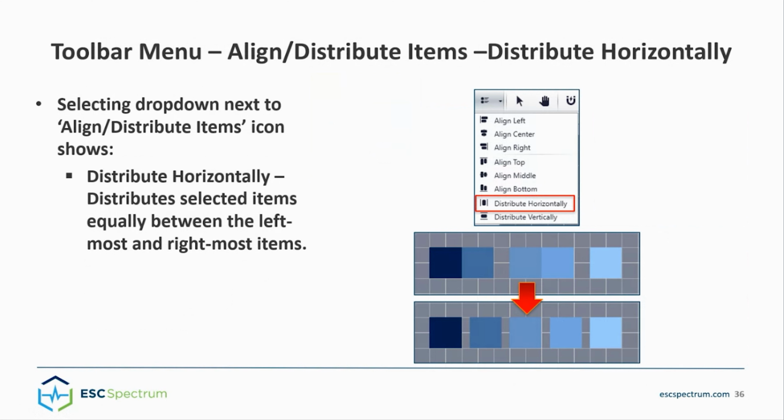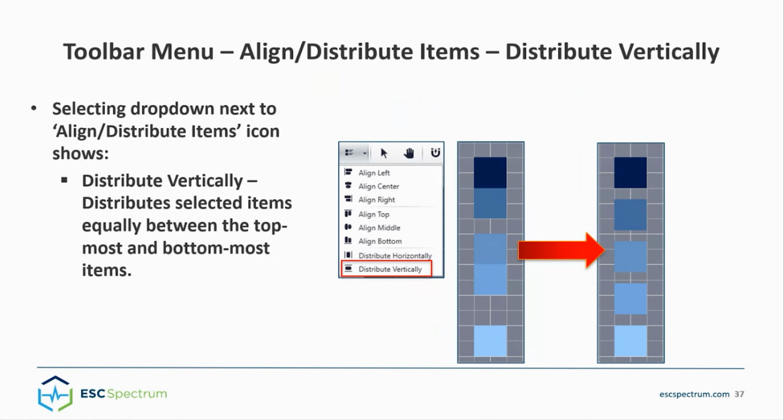After those, we have the distribute options horizontally and vertically. Distribute horizontally will take a group of dashboard items and equally space them out horizontally. And similarly, vertically will take a number of dashboard items and equally space them vertically.